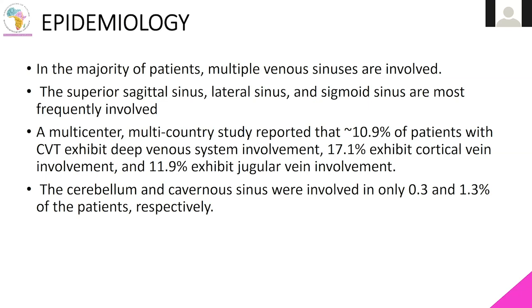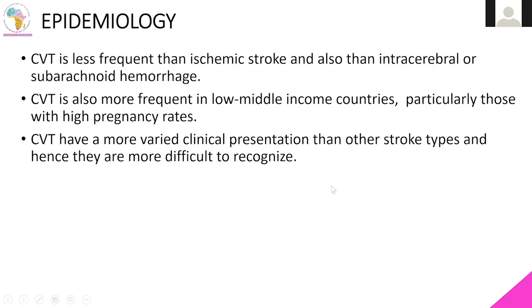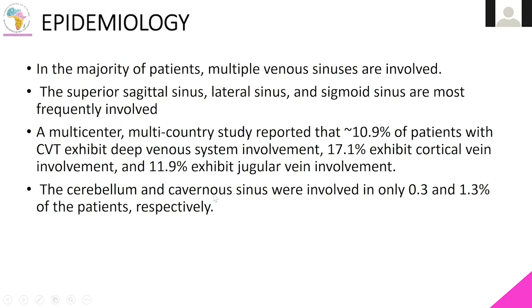A multicenter, multi-country study reported that approximately 10.9% of patients with CVT exhibit deep venous system involvement. 17.1% exhibit cortical vein involvement, and 11.9% exhibit jugular vein involvement. The cerebellum and the cavernous sinus were involved in only 0.3 and 1.3% of patients, respectively.